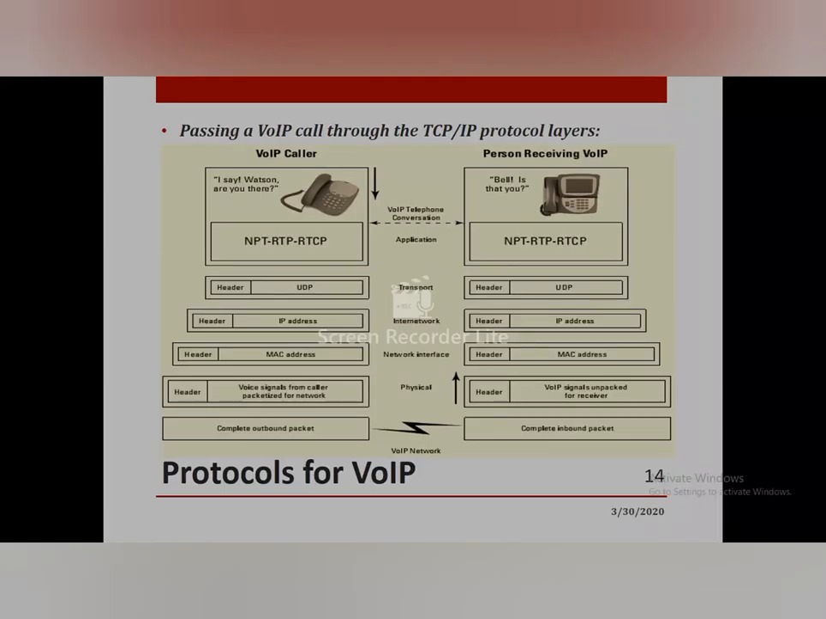Now I'm showing you how a VoIP call passes through the TCP/IP protocol layers. Here are NTP, RTP and RTCP, which are the application layer protocols. In the transport layer, all kinds of VoIP callers and receivers use UDP, and IP addresses are used by VoIP call senders and receivers. MAC addresses are used for the network interface, and voice signals from the networks are used for the physical connections. The receiver uses the VoIP signal and packets. In VoIP networks the sender uses outbound packets, and the receiver uses inbound packets. That's VoIP call processing through the IP protocol layers.